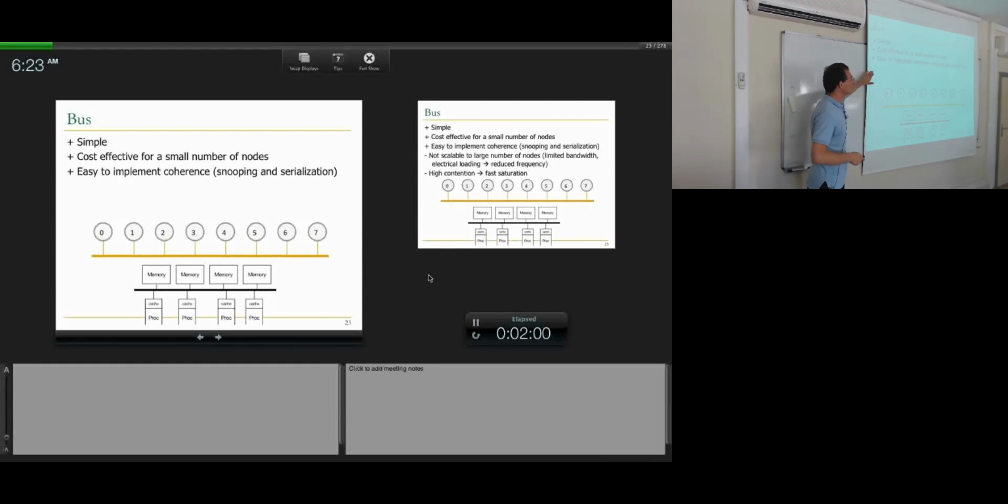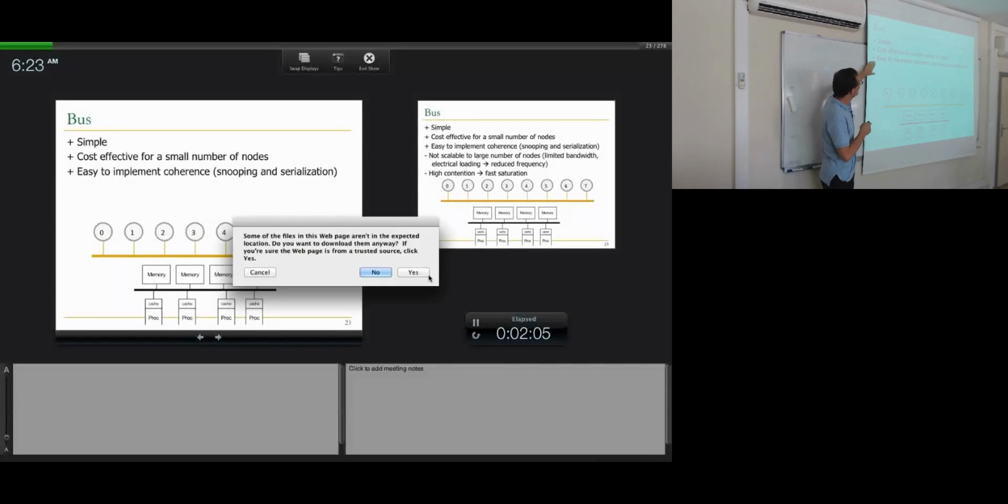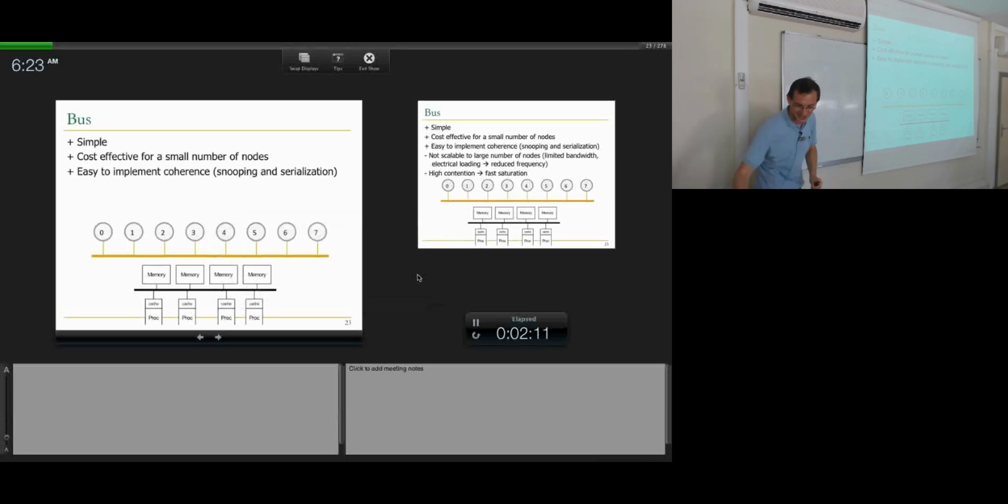The advantage of this is that it's simple, and it's cost effective for a small number of nodes. And it's easy to implement coherence on this because everybody sees everybody else's actions, right? Every cache sees every other cache's actions. Seems like I need to keep clicking.